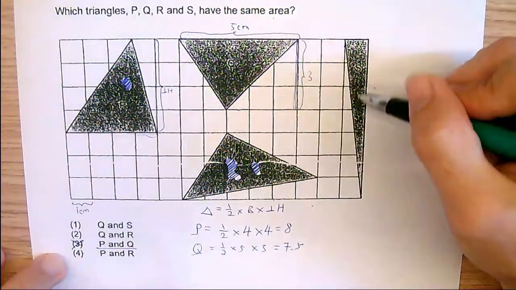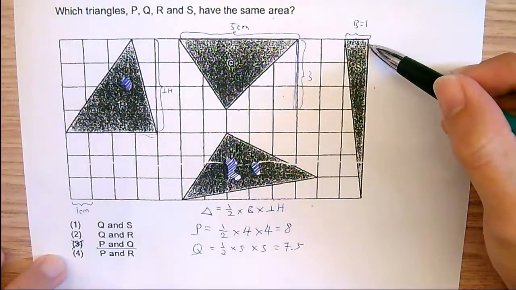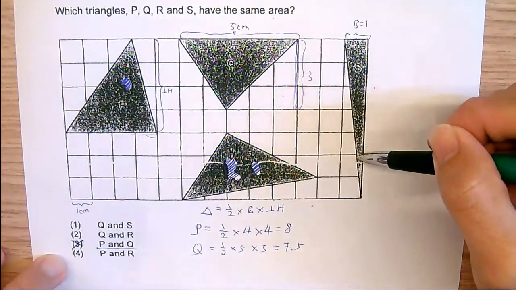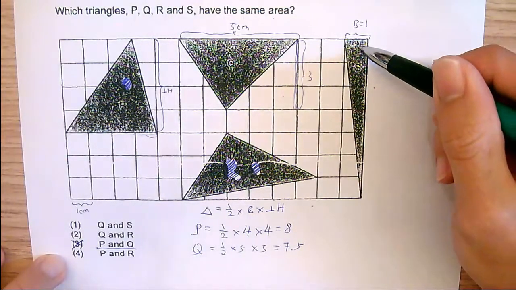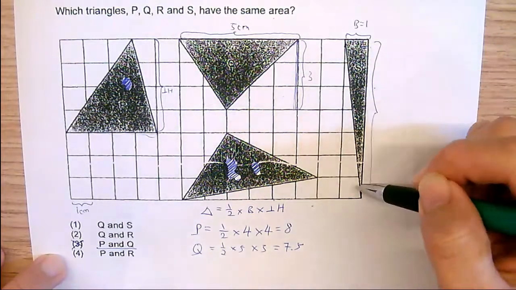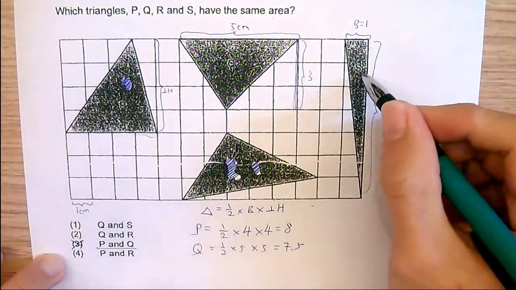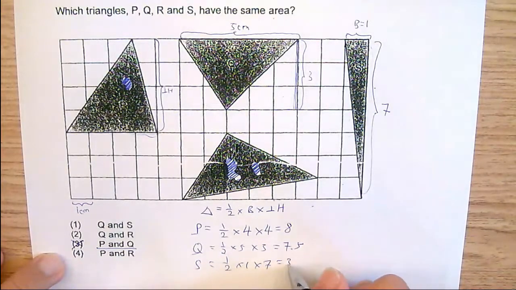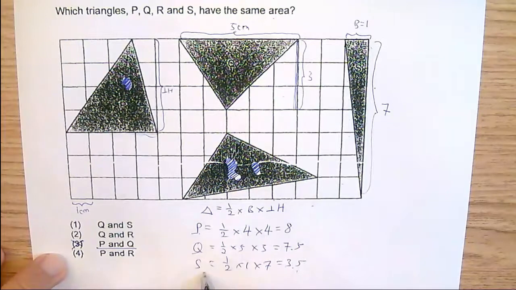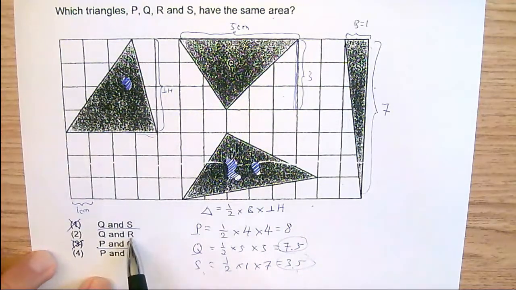Now next, let's talk about S. For S, the base will be 1. The perpendicular height, it is not this line, but it is this line because this line is perpendicular to the base. And this entire thing will be 1, 2, 3, 4, 5, 6, 7, 7. So this is triangle S. S will be half times 1 times 7, giving us 3.5. So any answer with P and S or Q and S will definitely be wrong. See, Q and S confirm wrong because this is 7.5, this is 3.5. Out, eliminate.